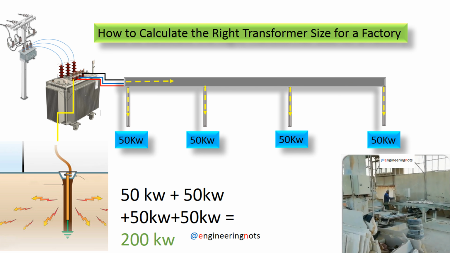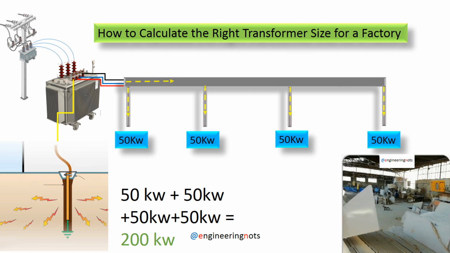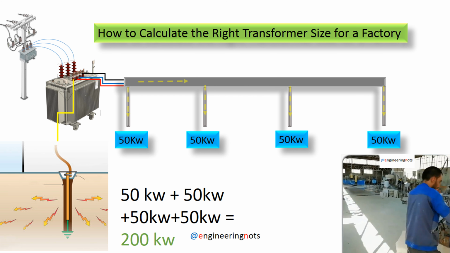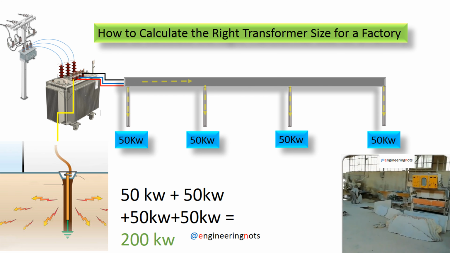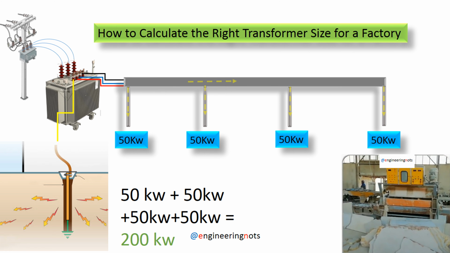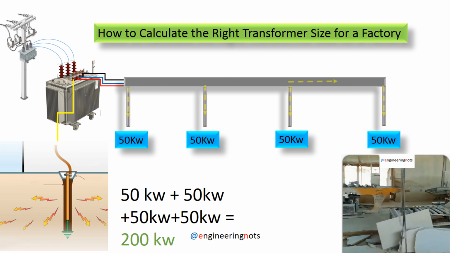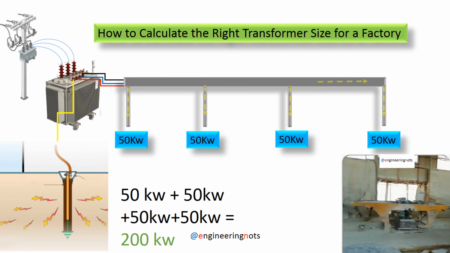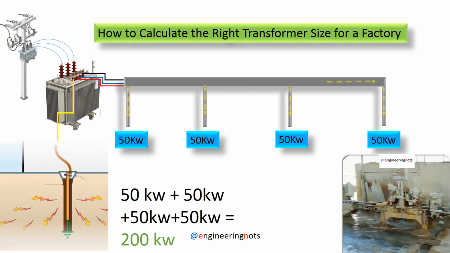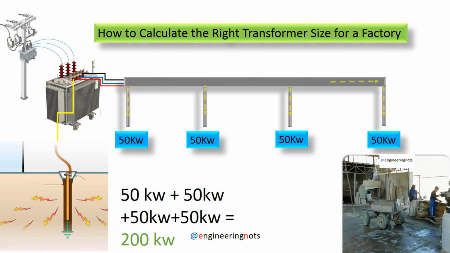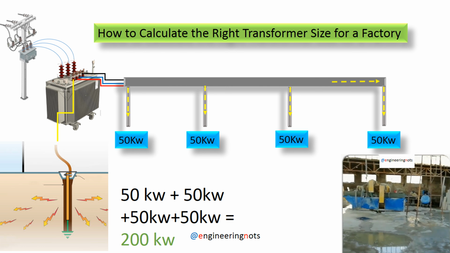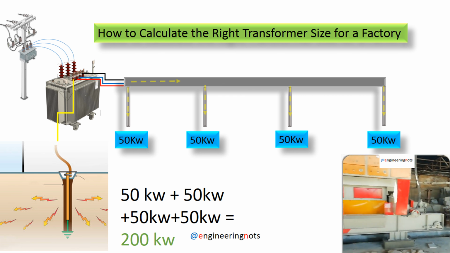Since all 4 production lines are expected to operate at the same time, the first step is to calculate the total active power. Each motor is rated at 50 kilowatts. So, 4 multiplied by 50 equals 200 kilowatts. Therefore, the total active power of the workshop is 200 kilowatts.